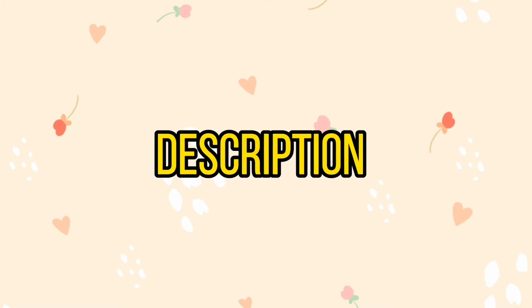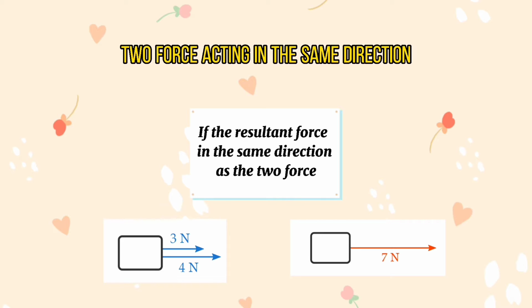Description. First, two forces acting in the same direction. Let's start with the simple case in which an object is subject to two forces that act in the same direction. The resultant force is in the same direction as the two forces and has a magnitude equal to the sum of the two magnitudes, which is 3 Newton plus 4 Newton equal to 7 Newton.